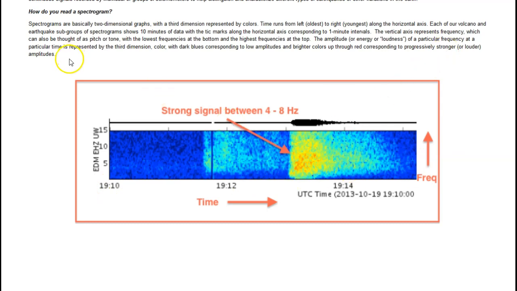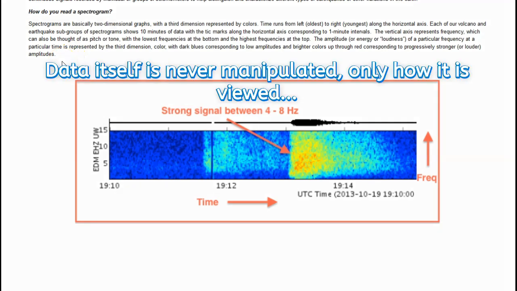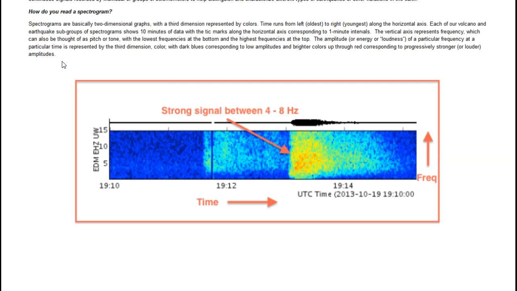Each of our volcano and earthquake subgroups of spectrograms show 10 minutes of data, but in the seismic program Swarm, you can manipulate how long the data is shown, and you can pretty much manipulate the frequency range and the color range as well, which you'll see in just a second. But for the PNSN spectrograms, they show 10 minutes of data with the tick marks along the horizontal axis corresponding to 1-minute intervals. The vertical axis on the left represents frequency, which can also be thought of as pitch or tone, with the lowest frequencies at the bottom and the highest frequencies at the top.